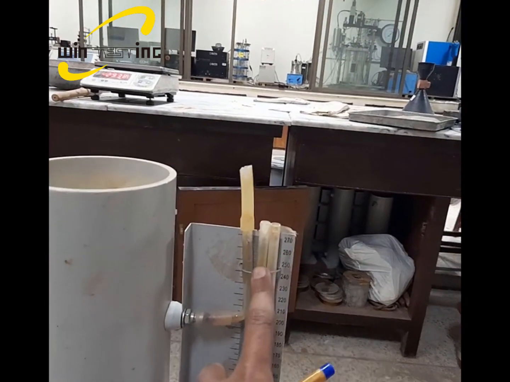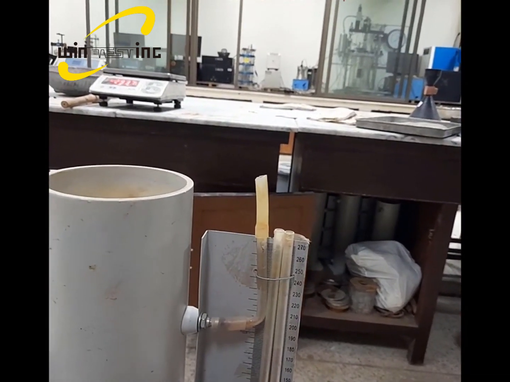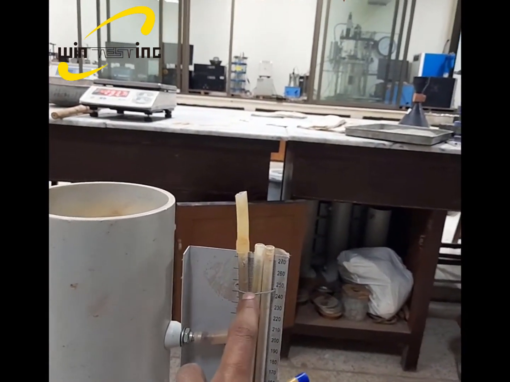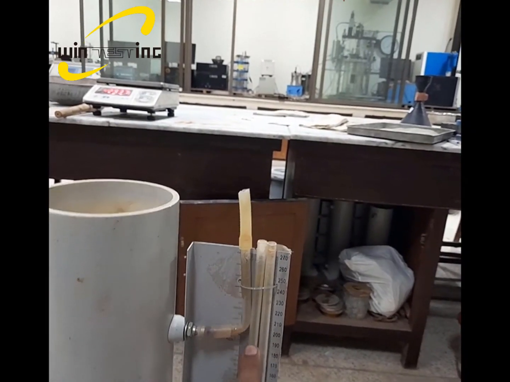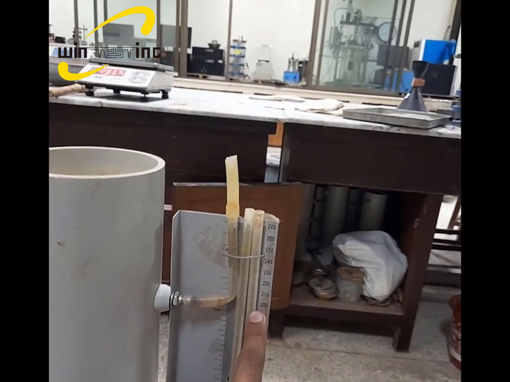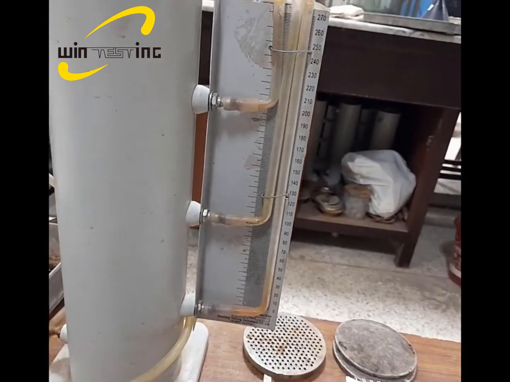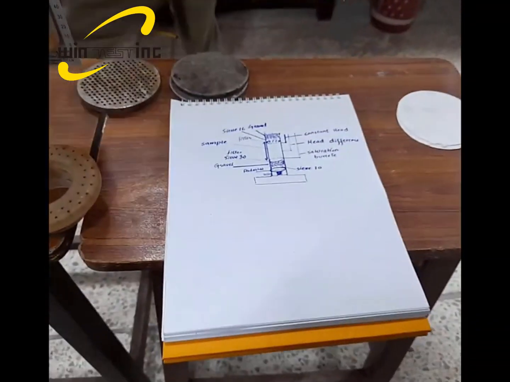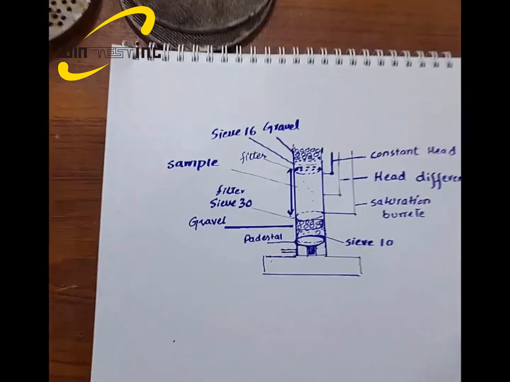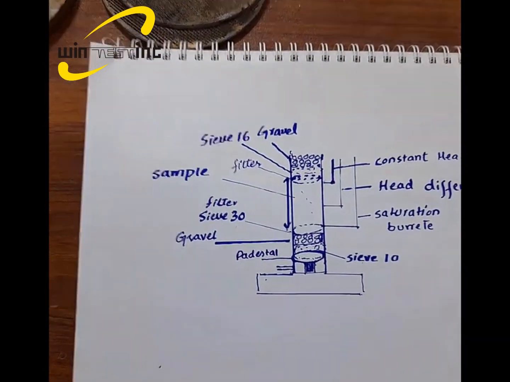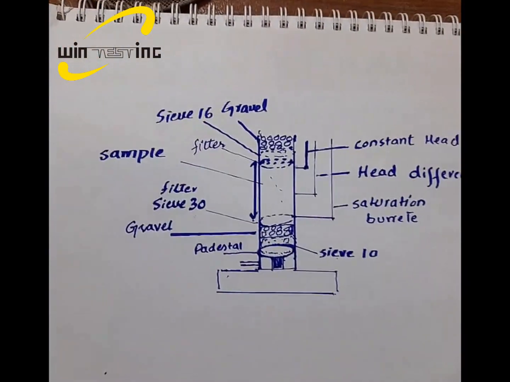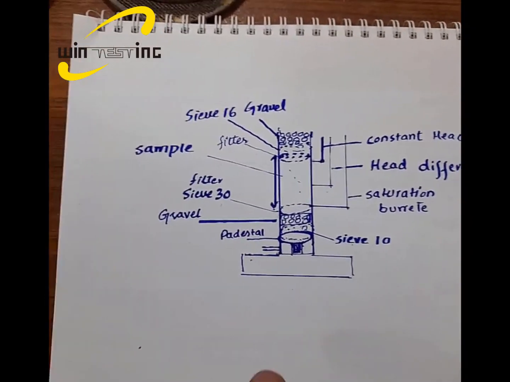Now the second burette is related to the difference of the head. It tells us about the head difference in the water. Now the third burette is related to the saturation. So it tells us about the saturation. Now, to understand how we assemble the apparatus, here you can see the diagram.